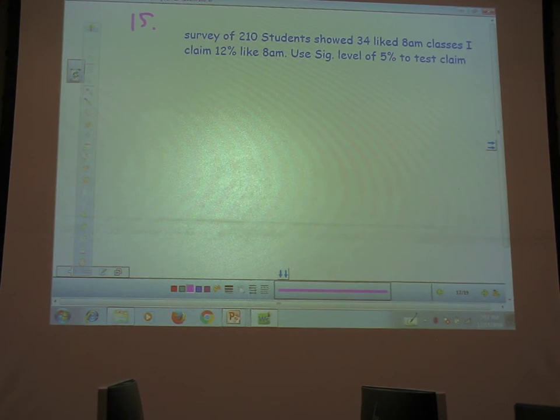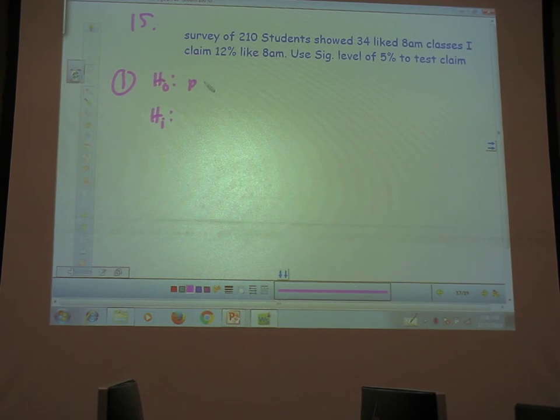Is this a mean or a proportion? Proportion. Percentages. 34 out of 210. So, what's my H naught and my H1? P, because it's a proportion. Yeah. H naught is always equals. And then this would be P naught. What's my claim? 12%. That it is 12%.